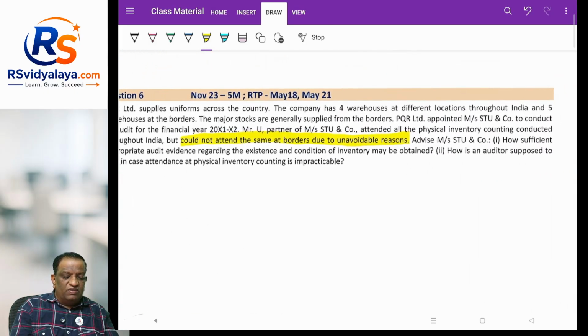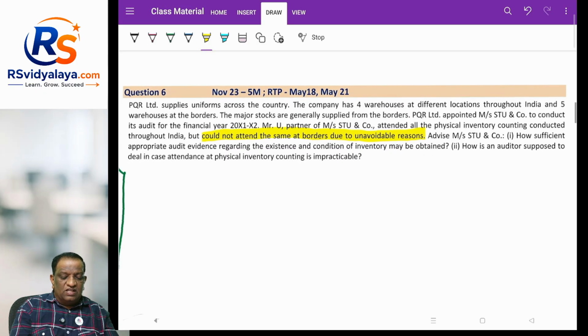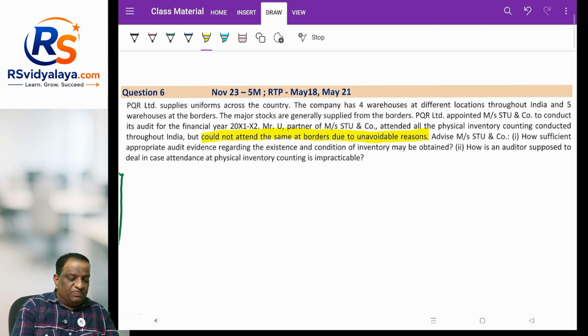Now look at another previous year question which was asked in November 23 as well as in RTPs and May 21 as well. PQR Limited supplies uniforms across the country. The company has 4 warehouses at different locations throughout India and 5 warehouses at the borders. The major stocks are generally supplied from the borders. So the stock at the borders is the critical item, and PQR Limited appointed STU and Co to conduct the audit for the financial year. Now you are the partner and attended the physical verification conducted throughout India, but could not attend the same at the borders due to unavoidable reasons.